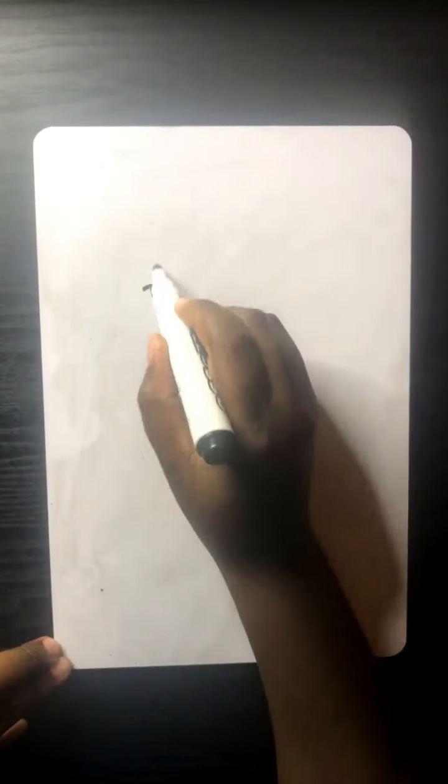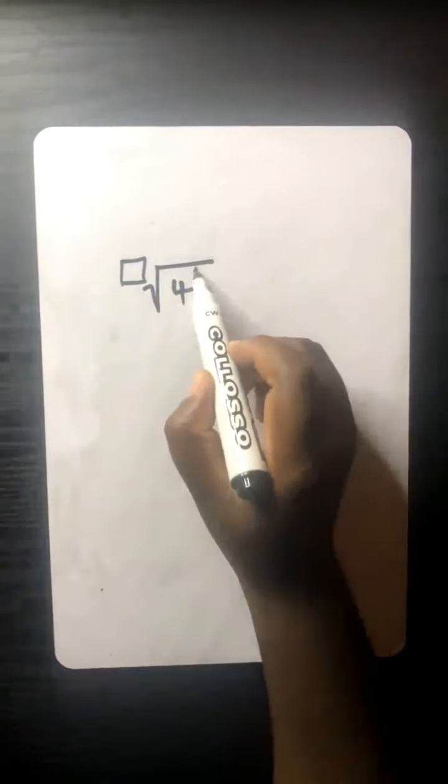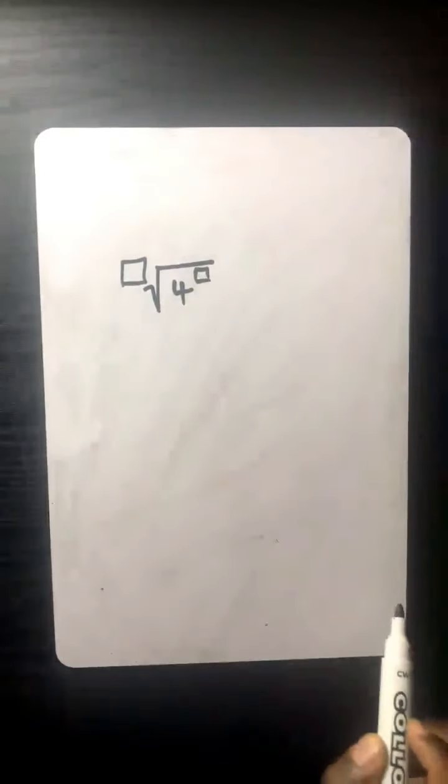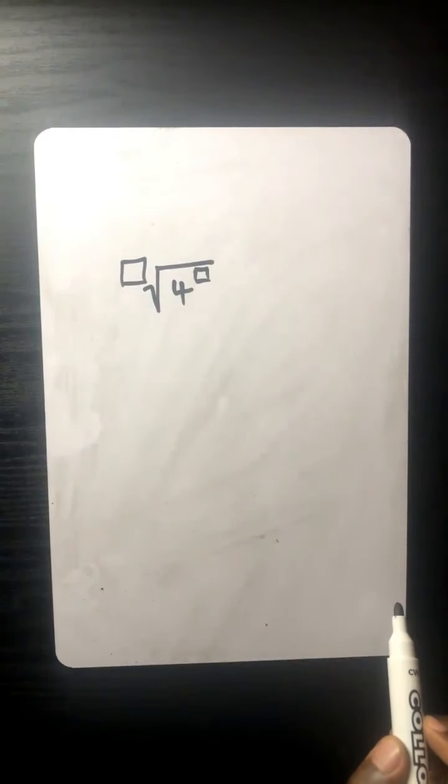If you have square root of, let's say, square root of 4, at all times, guys, there you've got a number, and inside the square root, that number also has got a number or an exponent.